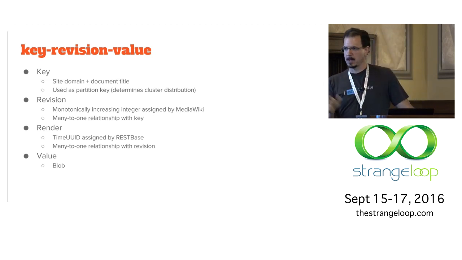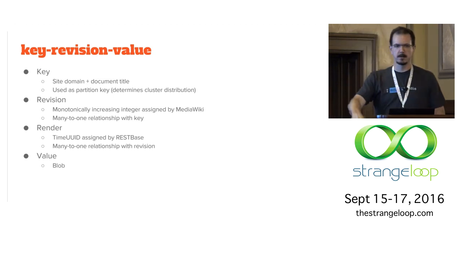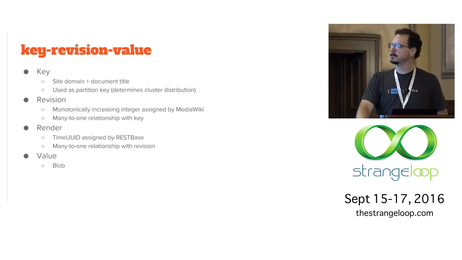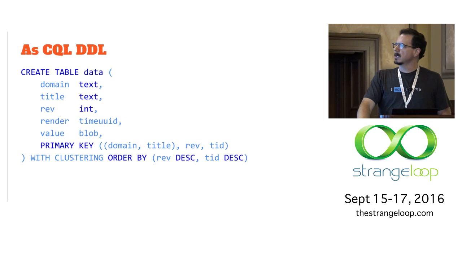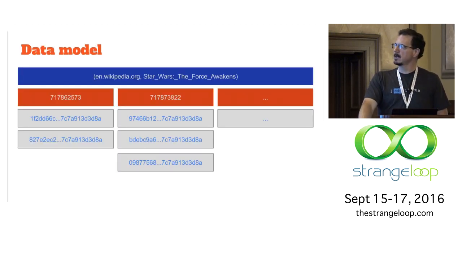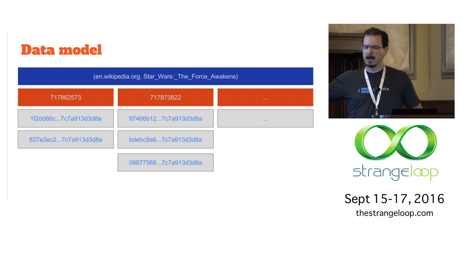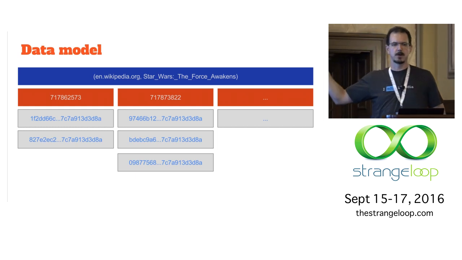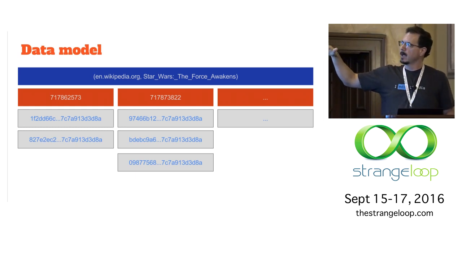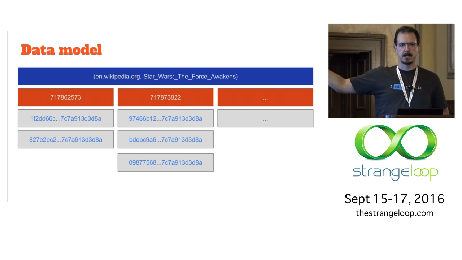And then the value is just a blob, so in our case, this is usually a string storing the HTML for Parsoid. It would look like this as CQL DDL, or if visualized more directly, again, you have a key made up of the domain and the title, then an arbitrary number of revisions, and each revision has an arbitrary number of renders. And this is kind of how the data is laid out on disk.